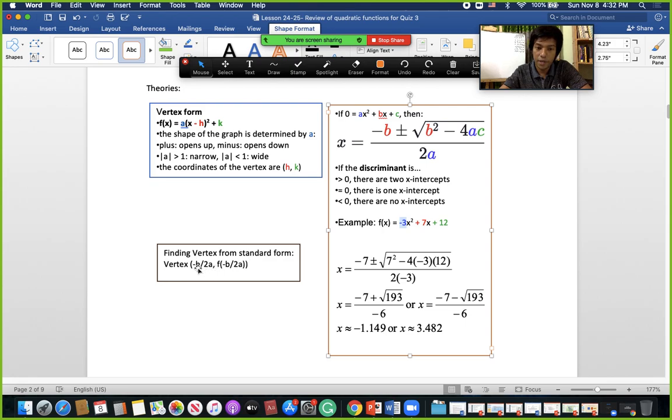To find the vertex from the standard form, our rule is minus b by twice a is the x value of the vertex, and for the y value, we put the x value back in the function, and then we will get the y value. This is pretty much the same rule for all other maths also. If you get the x value of any graph, and you put it back in the equation, you will get the y value of that point.